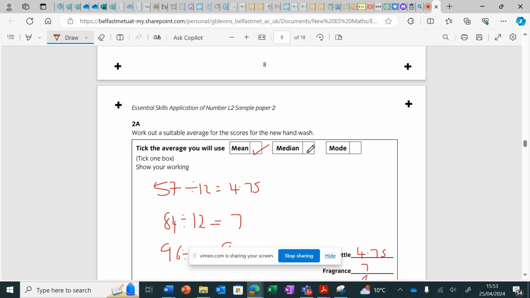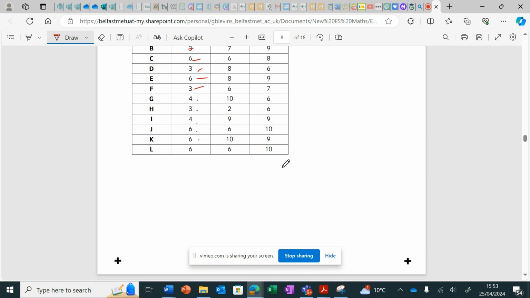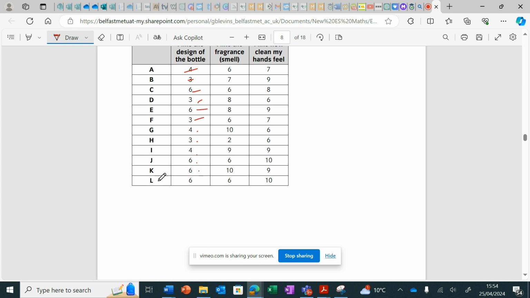If we were doing the median, we've decided to do the mean. The median is a little bit harder. For the median, what you do is you take the numbers in each column and put them in order. You've got to mark them off when you're doing it. Maybe, 1, 2, 3, 4 of those.